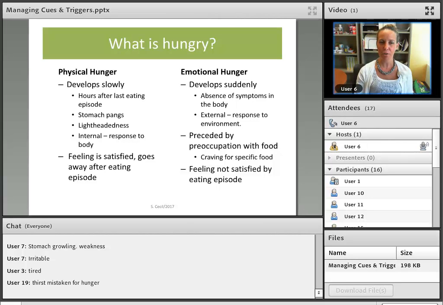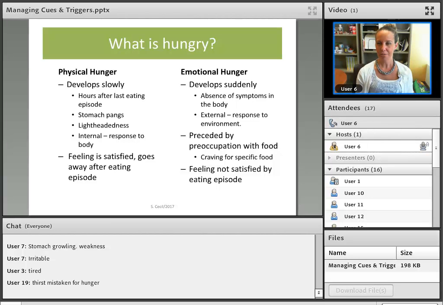Another cue that we're physically hungry is that a decent amount of time, typically 2.5, 3 hours, has gone by since our last eating episode. So it typically develops slowly and is not an abrupt craving or impulse that we have. And it happens at a specific time point after eating. Also, typically with physical hunger, when we meet it with the nutrition that our body wants and needs, then we typically feel satisfied and it goes away.